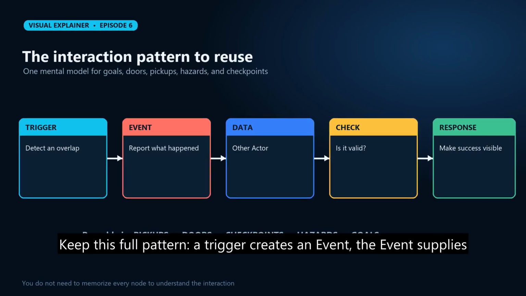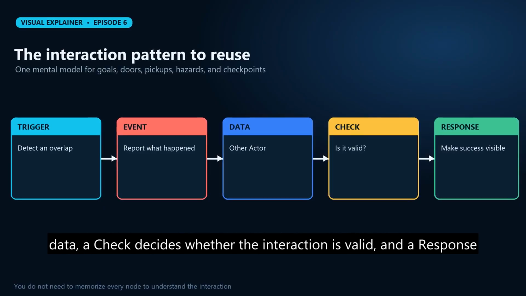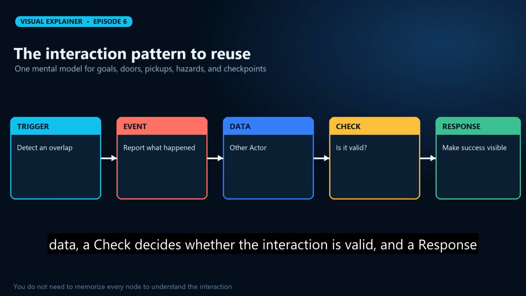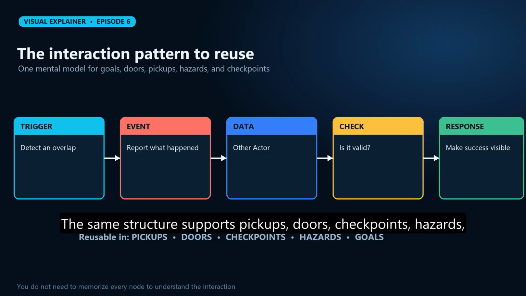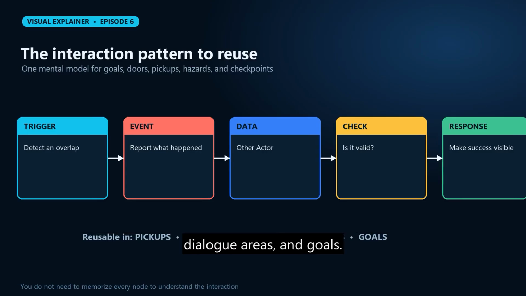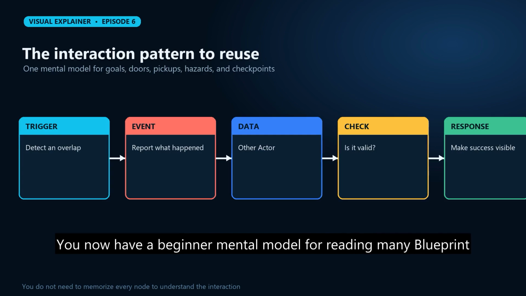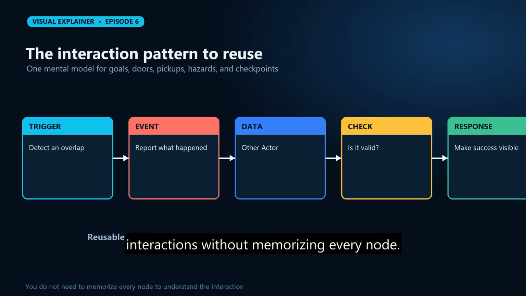Keep this full pattern. A trigger creates an event, the event supplies data, a check decides whether the interaction is valid, and a response makes the result visible. The same structure supports pickups, doors, checkpoints, hazards, dialogue areas, and goals. You now have a beginner mental model for reading many blueprint interactions without memorizing every node.